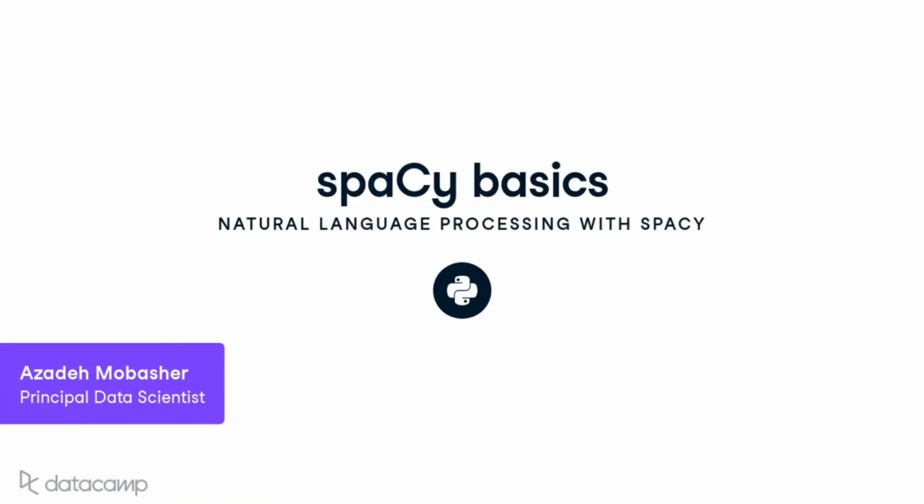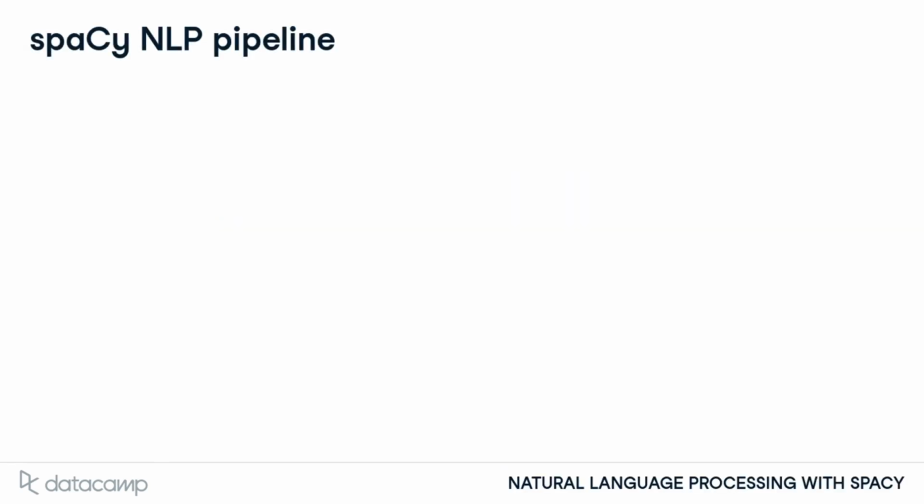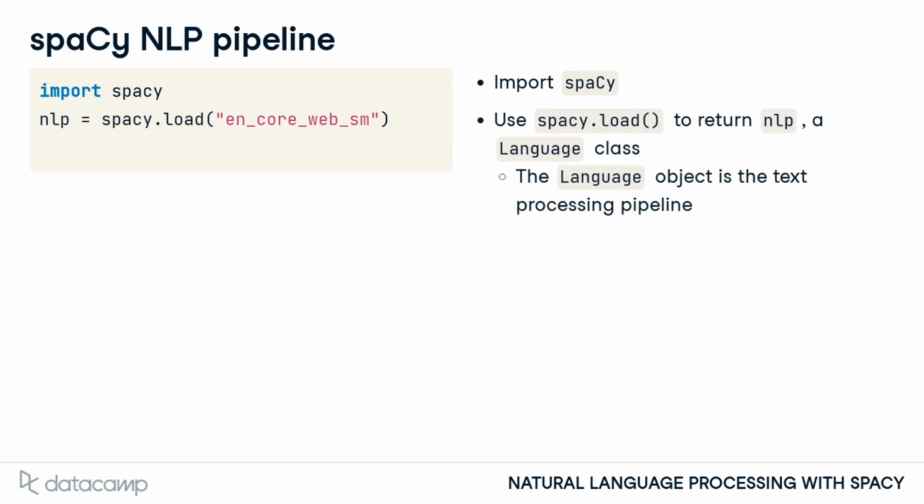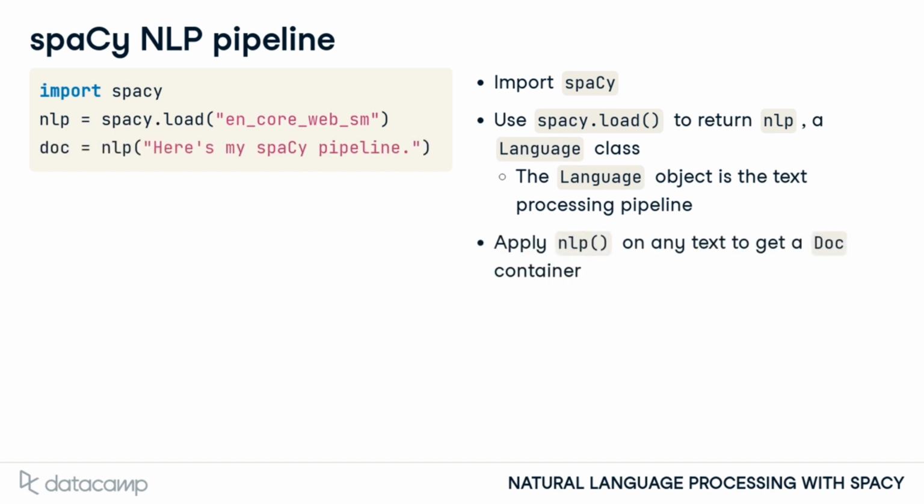Let's learn more about spaCy and some of its core functionalities. We previously learned that a spaCy NLP pipeline is created when we load a spaCy model. We started by importing spaCy, then call spacy.load to return an NLP object, a spaCy language class. The language class is the text processing pipeline and applies all necessary pre-processing steps to our input text behind the scenes. After that, we can apply NLP on any given text to return a doc container.